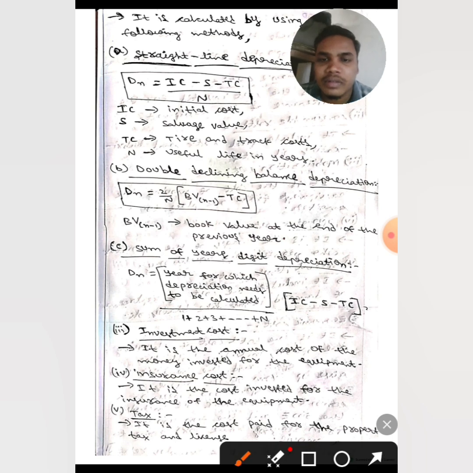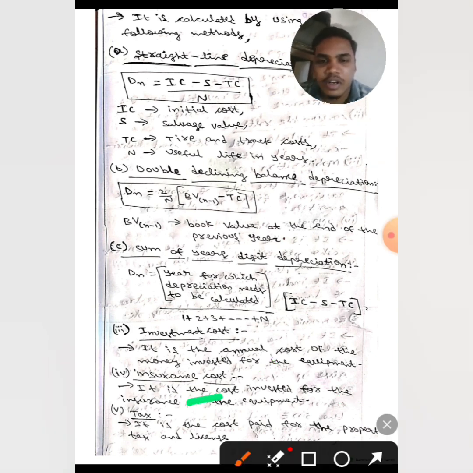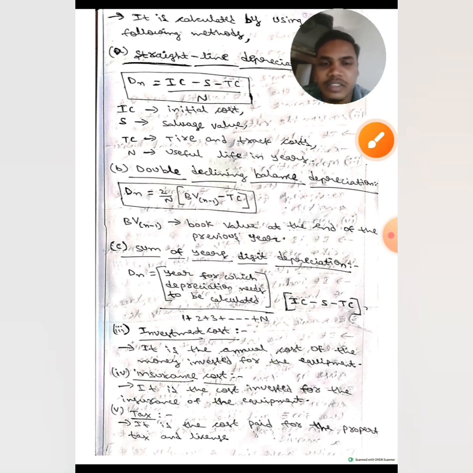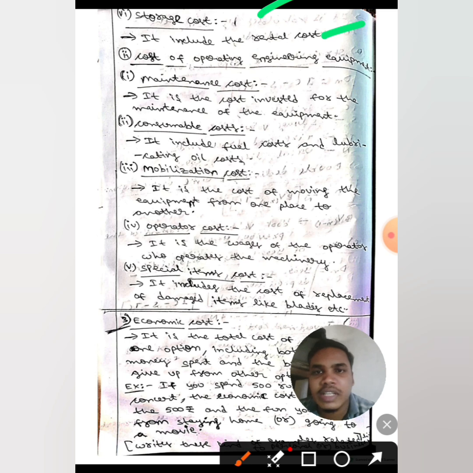The next one is investment cost. It is the annual cost of the money invested for the equipment. The next one is insurance cost. It is the cost invested for the insurance of the equipment. The next one is tax. It is the cost paid for the product taxes and licenses, like property taxes and licenses. The next one is storage cost. It includes the rental cost.